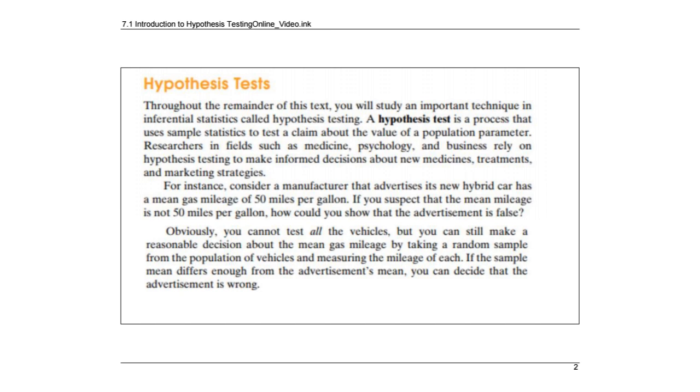hypothesis testing. Because what happens is, like in this case, a manufacturer claims that their new hybrid car gets a mean gas mileage of 50 miles per gallon. Well, they have to have the facts to back that up. And if you suspect that's not true, you might be able to look into their data and prove it.